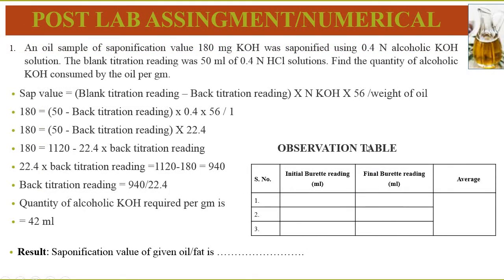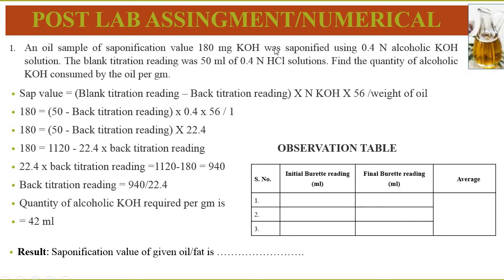Now this is the observation table which we can prepare after performing the procedure. In the observation table, we can draw the initial burette reading and then the final burette reading. We can repeat the titration 3 times to get a precise result, and all three values are used to calculate an average result, which is used in the calculation of the saponification value.